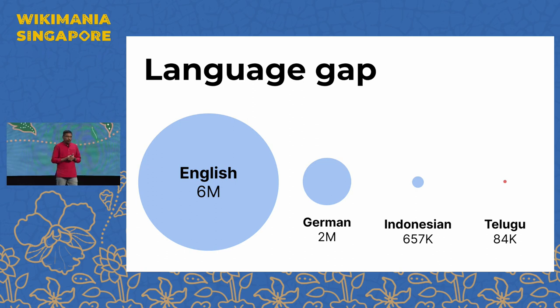If you look at this illustration, please don't think that the knowledge gap issue does not exist for English. English is also facing the same issue. For example, there are articles that exist in German Wikipedia or Indonesian Wikipedia or Telugu Wikipedia that do not exist in English. So English can also benefit from transferring knowledge from other smaller Wikipedias to English. It's not one direction from a large Wikipedia to smaller Wikipedias. So this is our language gap issue.